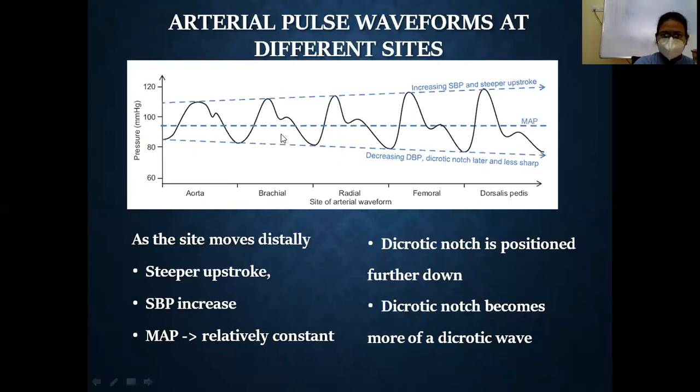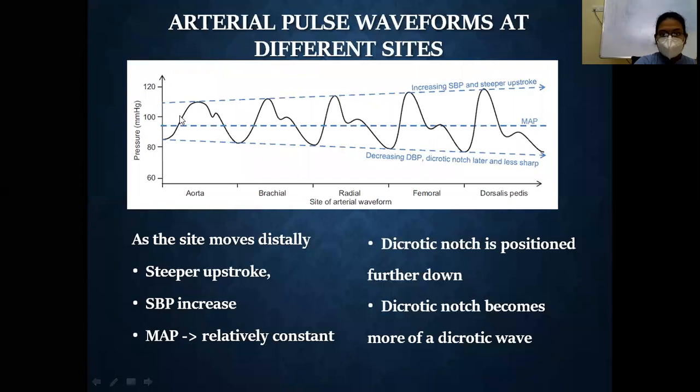So as you move distally, what happens? The anacrotic limb becomes more steep, means the upstroke is becoming steeper. Look here, compare, this is at the aorta and this is towards the dorsalis pedis. Okay, so if you compare the anacrotic limb, it is becoming quite steep. Okay, if you see the difference, I mean the systolic blood pressure, it will go on increasing from the point of aorta till here. If you see the mean arterial pressure, it remains relatively constant.